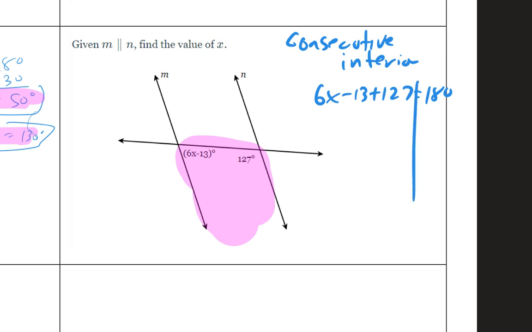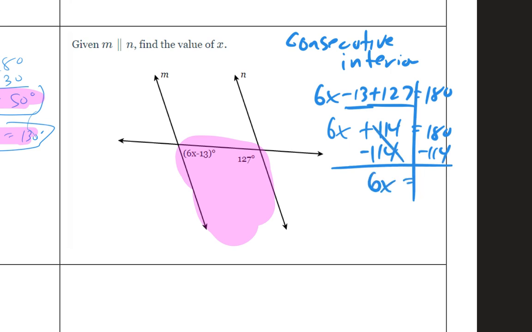So now let's go and solve. We're going to combine both of those, right? So negative 13 plus 127 is 6x plus 114 equals 180. Okay, next, we are going to subtract our 114 from both sides. Cancel. 6x equals 180 minus 114. If we put in our calculator, 66, right? And we're going to divide by 6. We know x equals 11.